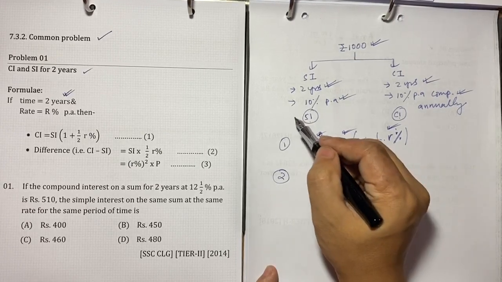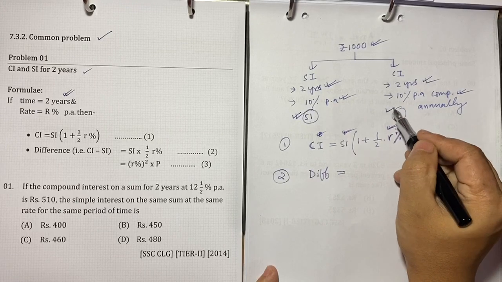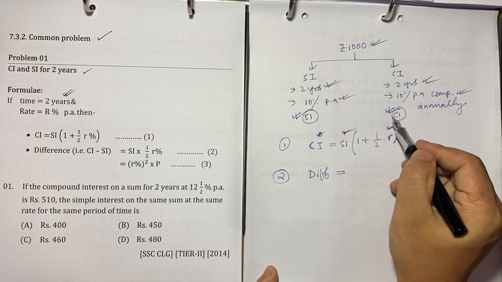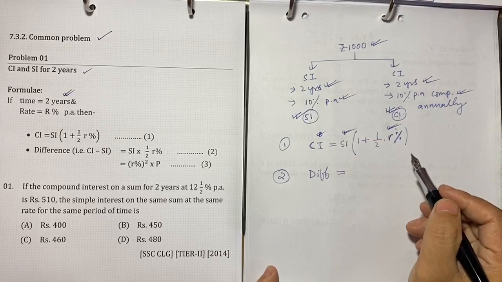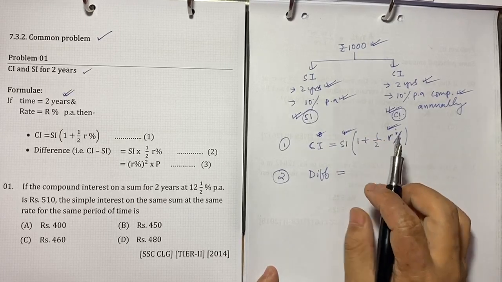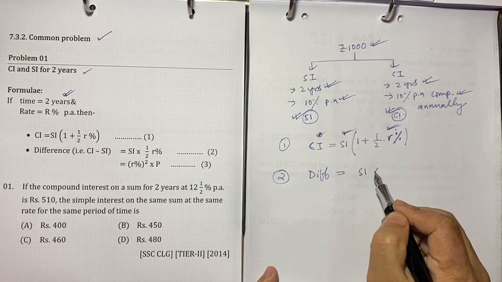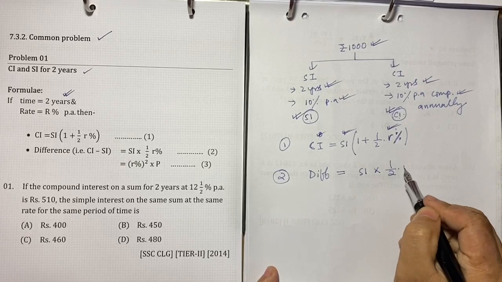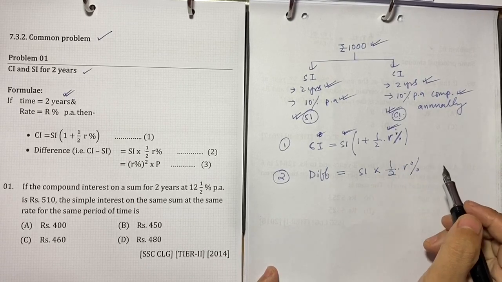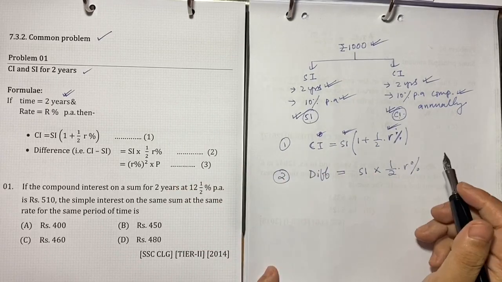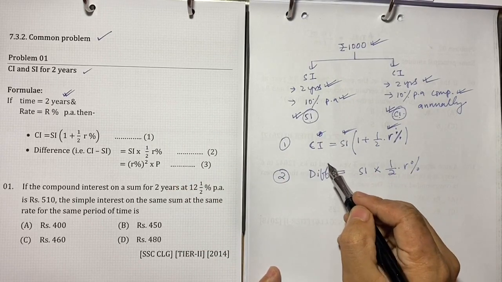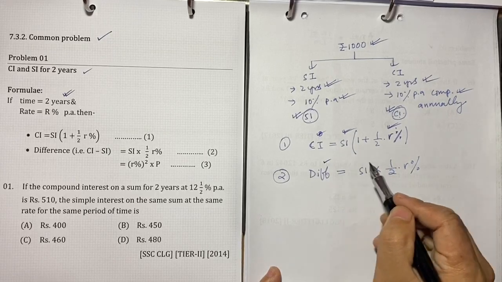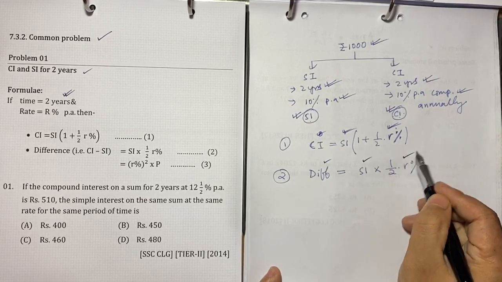The difference between compound interest for 2 years and simple interest for 2 years, that is compound interest minus simple interest, has a formula: (r% square) into principal, or (half of r%) into simple interest. This is a very common problem, and I recommend you learn the formula by heart.